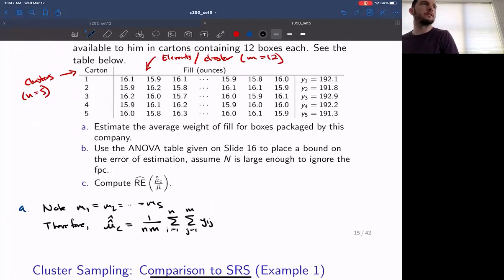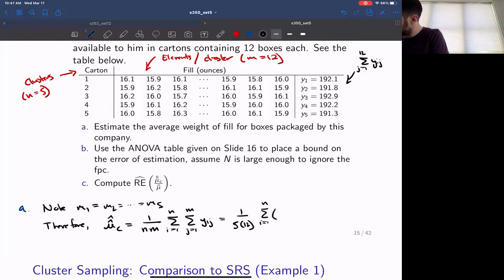Okay, so in our particular study, this is going to be 1 over 5 times 12 multiplied by the sum from i equals 1 to n of each of the different yi's. So the yi's are already the total, right? So this is actually the sum from j equals 1 to 12 of yij. So this is basically just going to be the sum from i equals 1 to n of the yi as they are written in our illustration, right?